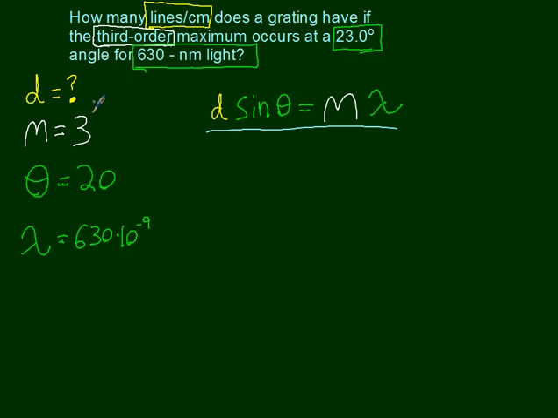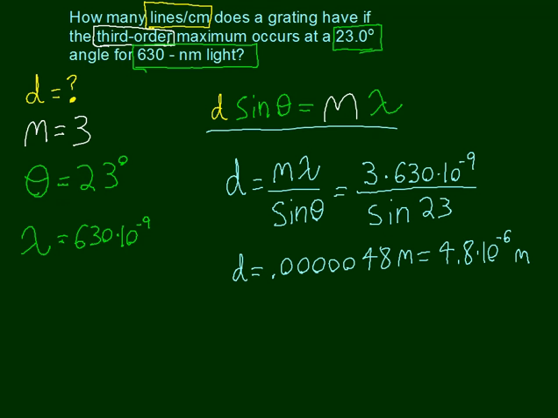Third order maximum means we're looking at the third maximum, so m equals 3. The angle is 23 degrees, and the wavelength is 630 nanometers. Nanometers means 10 to the negative 9. Don't bother converting that to an ugly decimal. Just leave it like that, and it'll be nice and easy to plug into the formula. So let me work it out for you.